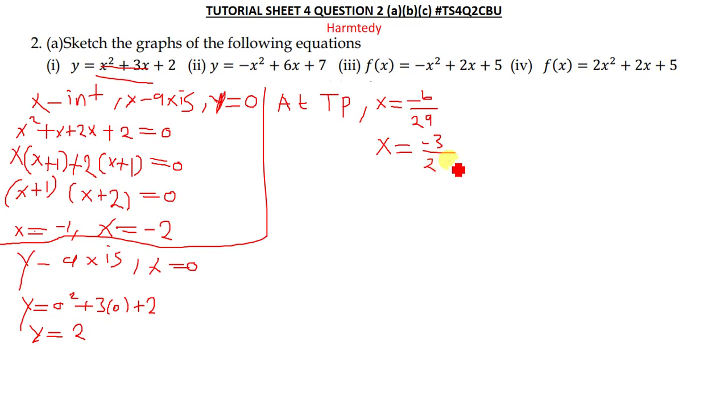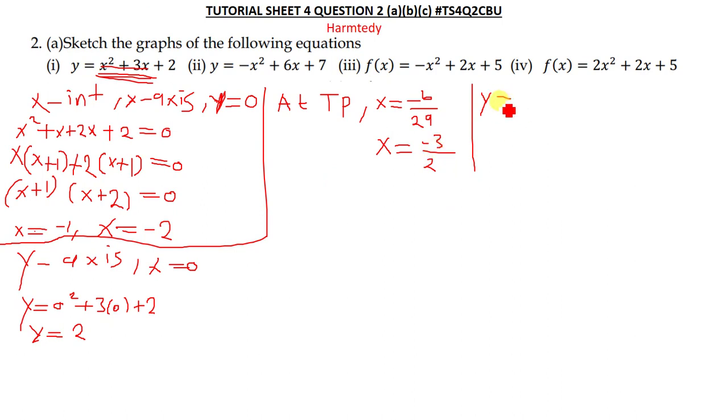Now we find the value of y at the turning point. For the value of y at the turning point, you just replace x with this negative 3 over 2 in this expression. So I'm using the first method to find the turning point. We're going to use the completing the square method to find the turning point on the second question. So here let's use this method.